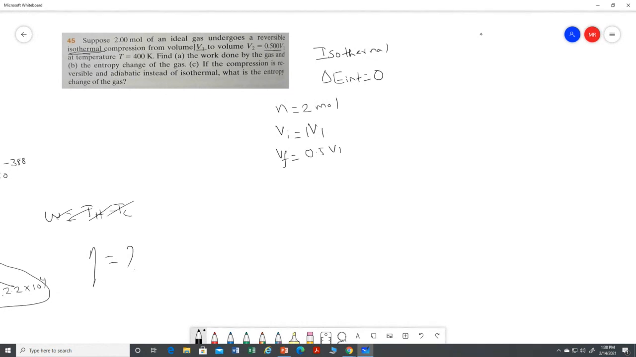What? Work will be zero because... My dear, if it is an isothermal condition, only your change in internal energy is equal to 0. Your work is not equal to 0. Your change in internal energy is equal to 0. Because V final equals V initial. My dear, isothermal means your temperature is constant. Don't confuse everything together.